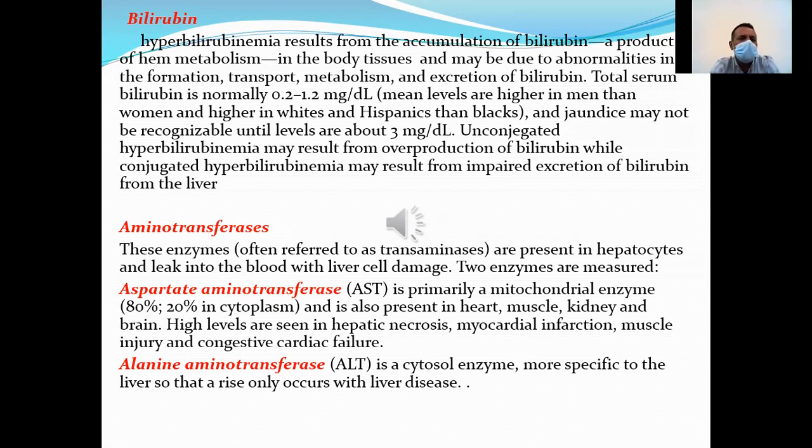The normal level of bilirubin in the serum is 0.2 to 1.2 milligram per deciliter. An increase more than that level is called hyperbilirubinemia. Jaundice appears when the serum bilirubin is more than 3 milligram per deciliter. Between 1.2 and 3 milligram per deciliter, anicteric hyperbilirubinemia, there is increased bilirubin without jaundice. Unconjugated hyperbilirubinemia may result from overproduction of bilirubin, while conjugated hyperbilirubinemia may result from impaired excretion of bilirubin from the liver.